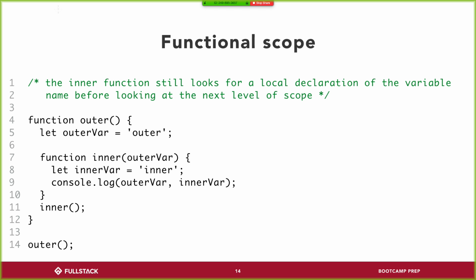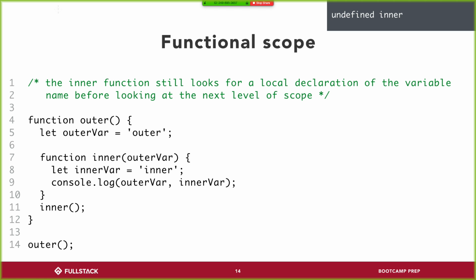So I believe this is outer inner. Oh, I forgot that the parameter was called outer var. So that's why it's undefined in this case. That was easy to miss. That's definitely a trick question. But on line 7, we see that there's an outer var that's declared. So technically, let's say there's line 7.5 between line 7 and line 8. That line 7.5 would say let outer var equals outer var.